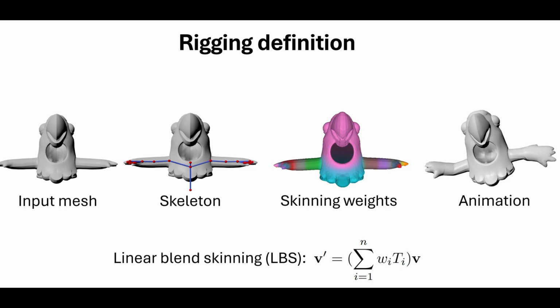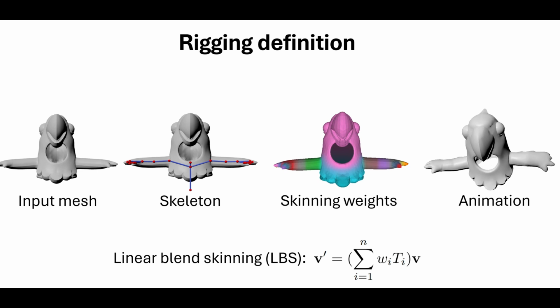First, let me introduce the rigging component. Rigging requires two key elements: the skeleton structure and skinning weights. Skinning weights define how mesh vertices deform in response to skeleton movements. With these components, we can animate 3D models using linear blend skinning and other deformation techniques.